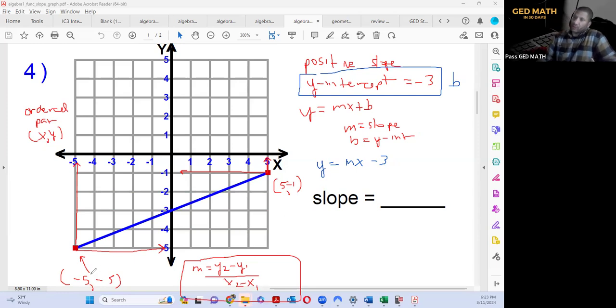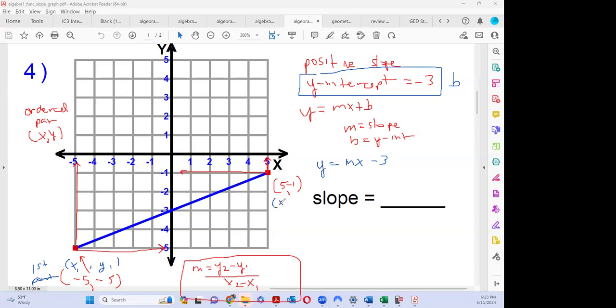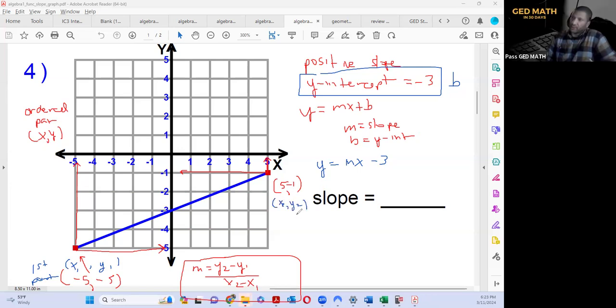So then we look at this first point, and I'm gonna call this my first point. So this is my x1, this is my y1. This is my x2, this is my y2. So y2, which is -1, minus y1, which is -5, over x2, which is 5, minus x1, which is -5.